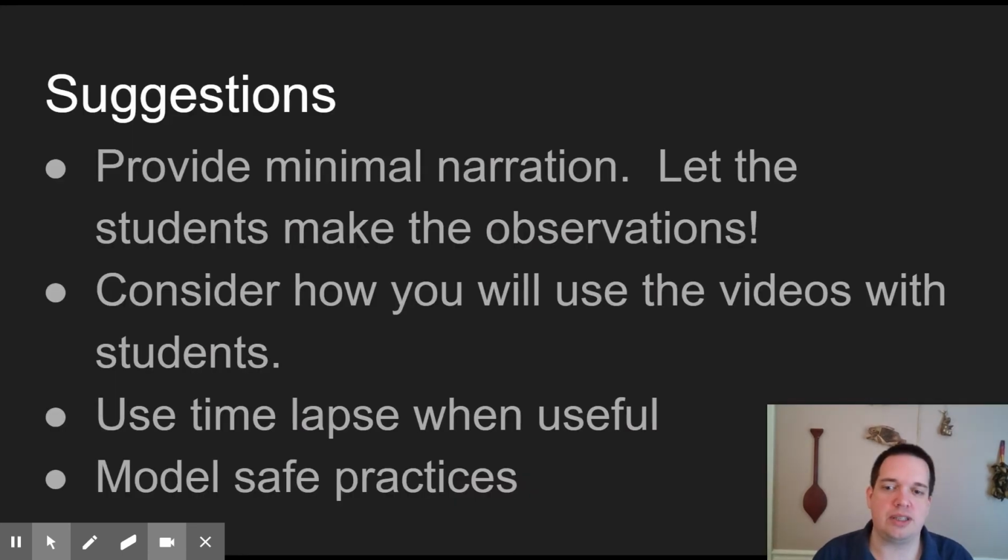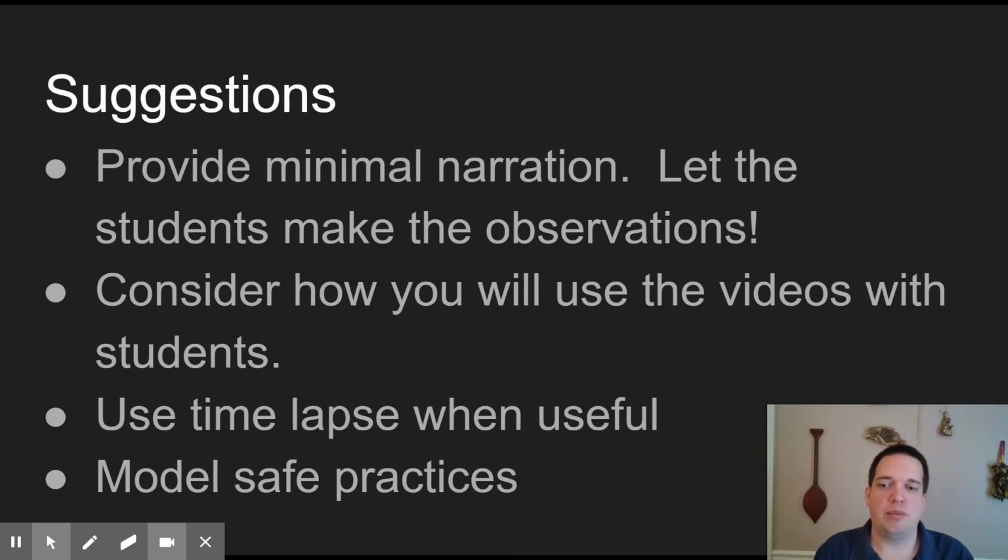So here are some overall suggestions I have for you. Number one, provide minimal narration, especially when you want them recording observations and data. Let the students do that. Number two, just really consider how you're going to use this in class. You saw in my video, I use time-lapse. I don't expect kids to sit and watch a YouTube video that's longer than a few minutes.